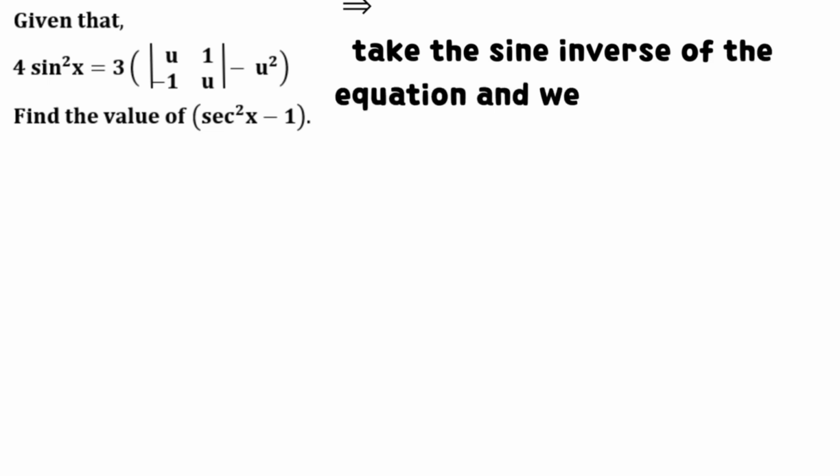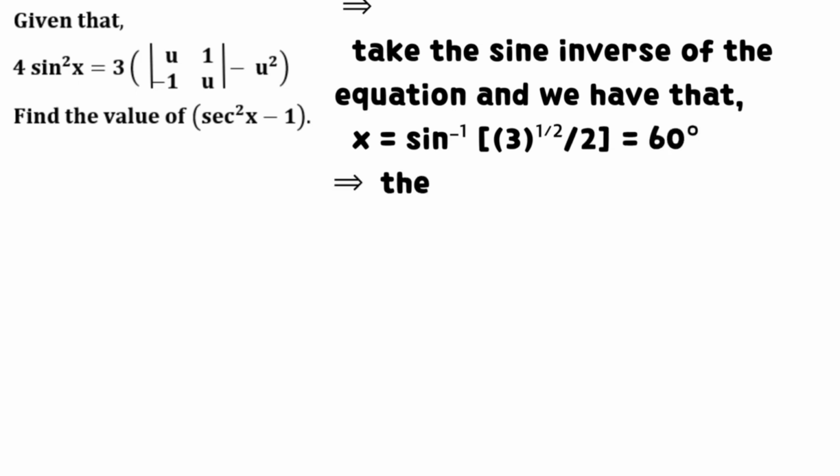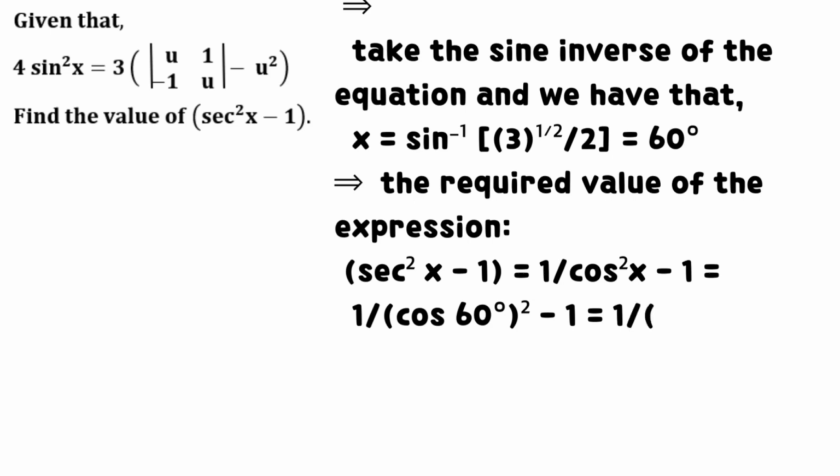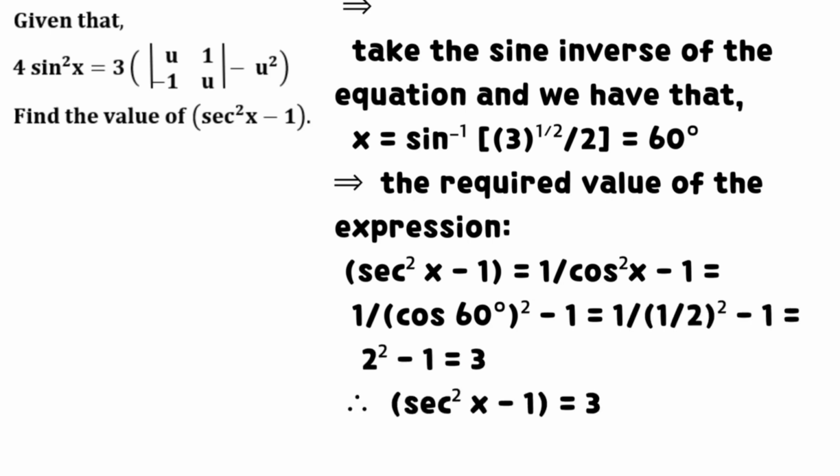Take the sine inverse of the equation, and we have that x equals the sine inverse of half of the square root of 3, which equals 60 degrees. Hence, the required value of the expression secant square x minus 1 equals the reciprocal of cosine square x, minus 1, which equals 3, after substitution and simplification of values as shown on the screen. Therefore, secant square x minus 1 equals 3.